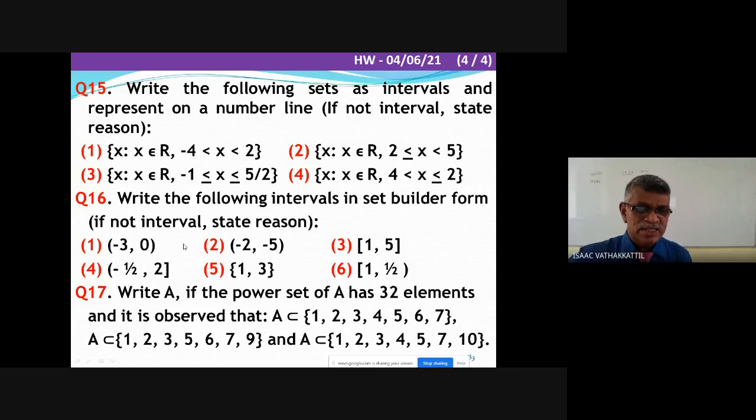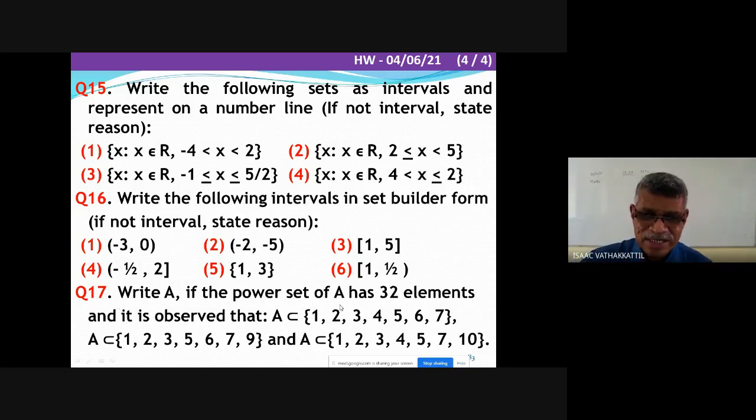Set builder form means, suppose I have (-3, 0). In set builder form, I can write the set of all x in R such that -3 < x < 0. Right? That is set builder form. If it is not an interval, you have to state why it's not an interval. Write A if the power set of A has 32 elements. You read, put your mind in question number 17.